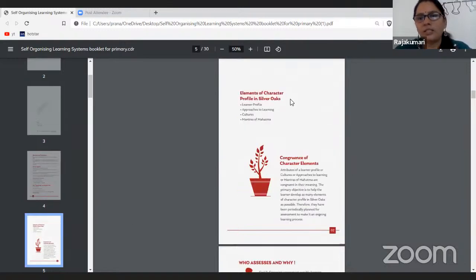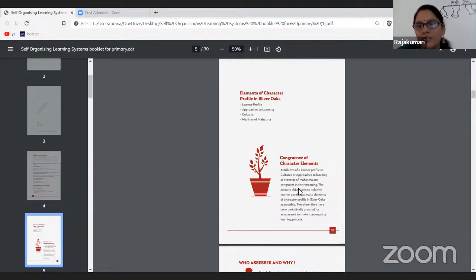Now we all know that the elements of character profile, as I have said in the beginning itself, are learner profile, ATLs, which is approaches to learning, and cultures, and also the mantras of Mahatma. So all these four elements are congruent. Congruent is nothing but they are mapped with each other. They're very much aligned. Okay, attributes of a learner profile or cultures or approaches to learning or mantras of Mahatma are congruent in their meaning. When we talk about the descriptors below that, all are almost meaning the same and they're congruent.